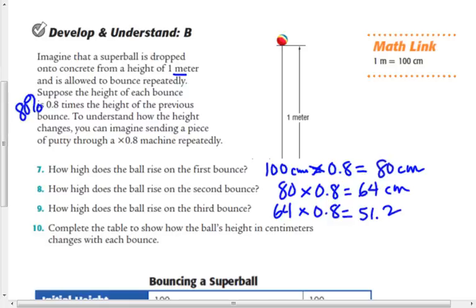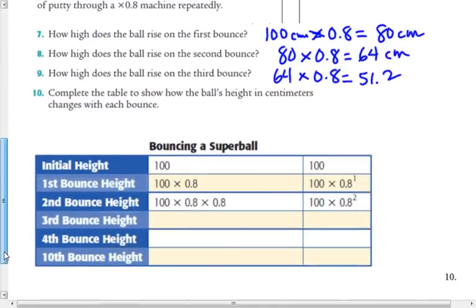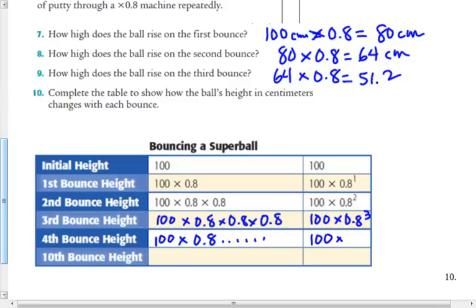And then it says complete the table to show how the ball's height in centimeters changes with each bounce. So here we're going to multiply by 0.8 3 times on the third bounce. And that is the same as 100 times 0.8 to the third. On the fourth bounce, we're going to multiply by 0.8 4 times. And I'm not going to do all that, but we can see the expression is just changing by adding 1 to the power for each bounce. So on the 10th bounce, if we follow this reasoning, notice that the power is the same as the number of bounces, so we need to do 100 times 0.8 to the 10th power to get that.